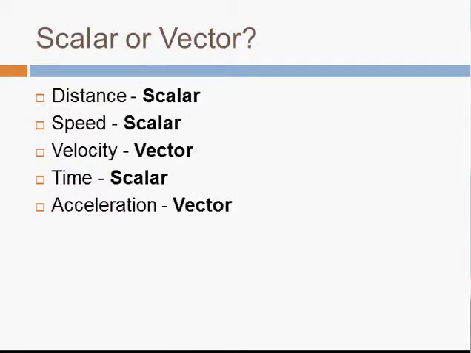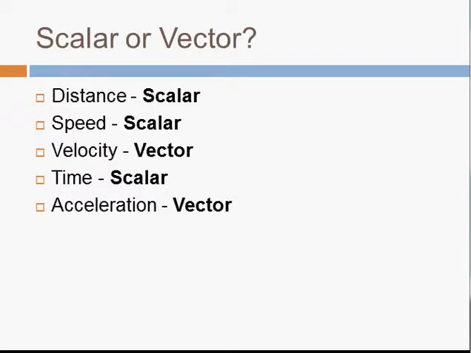Well, let's take a look here. Distance is scalar. Remember, we said with distance, we're only concerned with how many steps we actually took. So there's no direction, we're just worried about how far. So that's definitely a scalar. Speed is kind of the same thing. Speed is distance covered over time. So that's going to be scalar. We're not worried about direction, just how far and in what period of time.